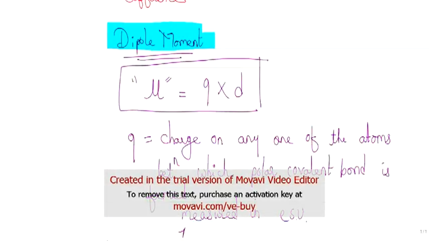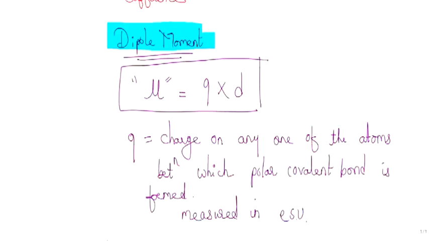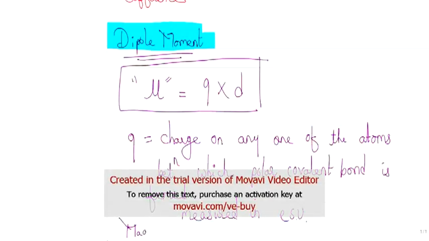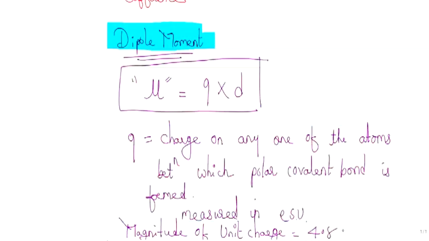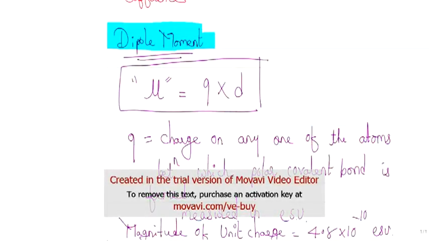You know that the charge of an electron or a proton is 1 into 10 raised to minus 19 coulombs, right? In terms of ESU, it is 4.8 into 10 raised to minus 10 ESU. So the magnitude of unit charge is equal to 4.8 into 10 raised to minus 10 ESU, which in terms of coulombs is 1 into 10 raised to minus 19 coulombs. So this is about Q.